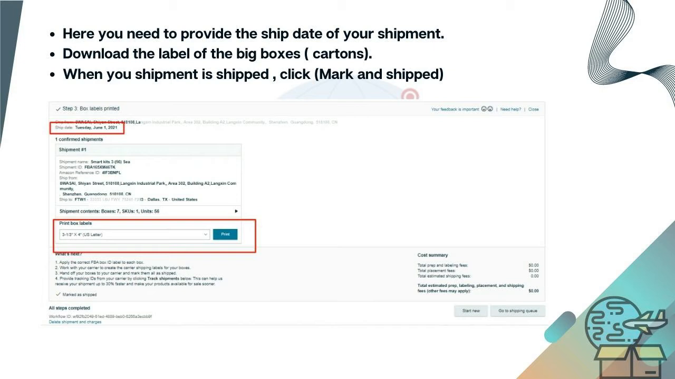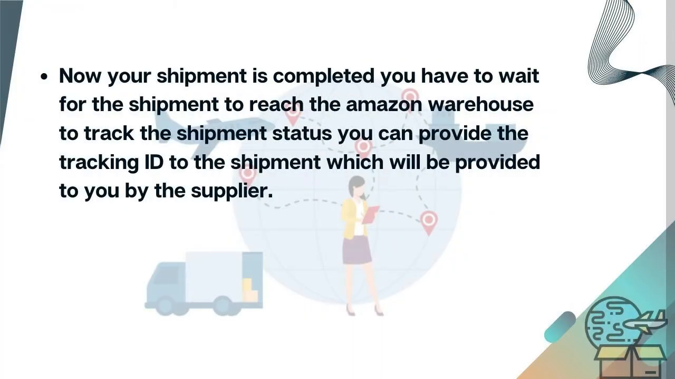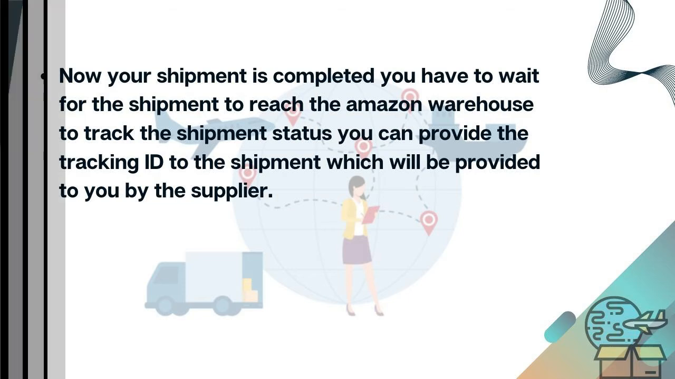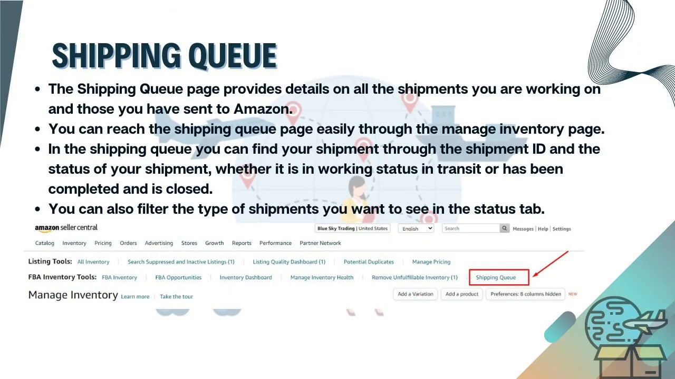Download the labels of the big boxes, the cartons. When your shipment is shipped, click mark as shipped. Now your shipment is completed. You have to wait for the shipment to reach the Amazon warehouse. To track the shipment status, you can provide the tracking ID to the shipment, which will be provided to you by the supplier. Okay, now let's look at the shipping queue.